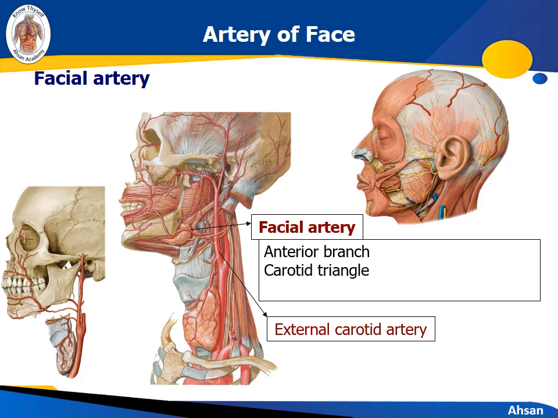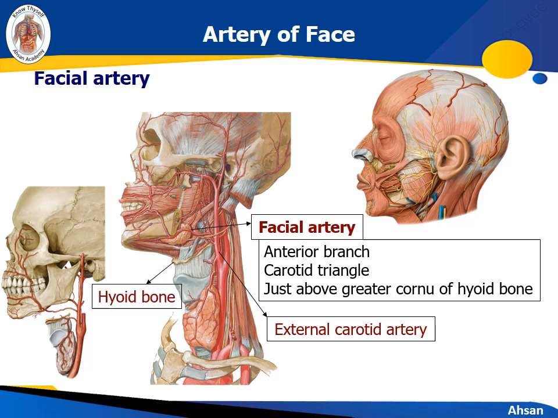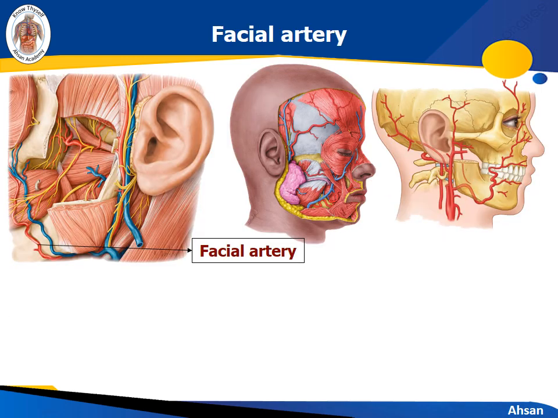Its origin lies in the carotid triangle, and if we follow the hyoid bone, then posteriorly we get the cornu of the hyoid bone, and this will be a very good guide to the facial artery. Just above the tip of this cornu, the facial artery runs anteriorly and superiorly. This is the facial artery.